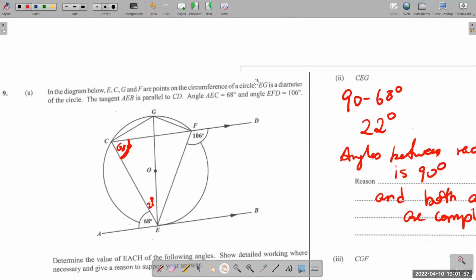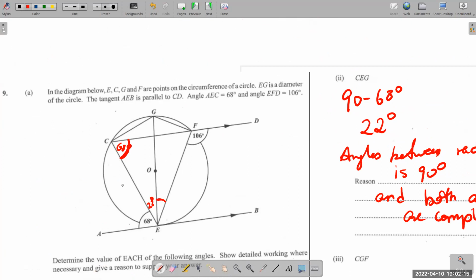Guess which rule I'm going to use? I would use the cyclic quadrilateral rule. Let me show you why. If I know this side, can't I find this side?